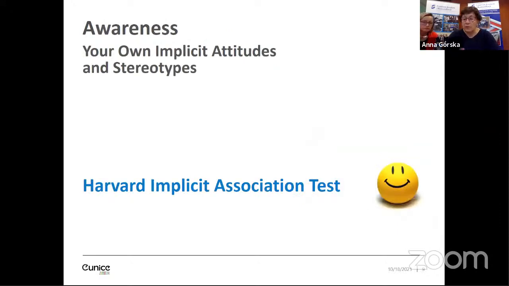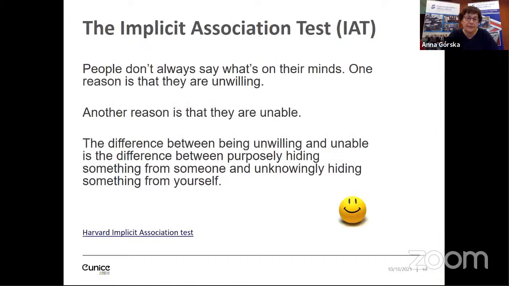What companies very often do is this. They encourage their employees, and sometimes this is also what I say to my students, to take the test that you can see here. This test is called the Harvard Implicit Association Test, and you can see which university developed it. I would like to show you what they write on their website, how they explain the rationale behind this test.